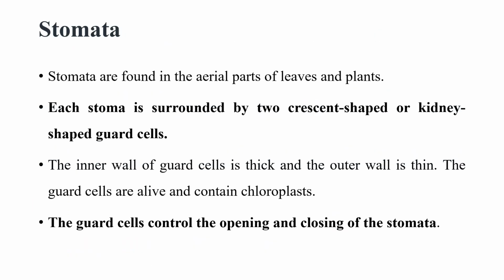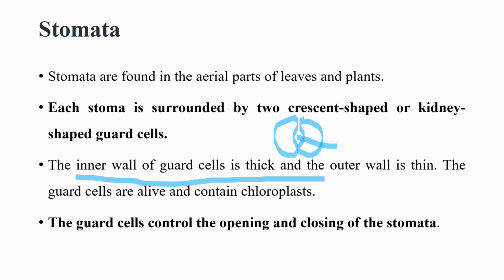Then what are stomata? Stomata are found in the aerial parts of the leaf and plants. Each stoma is surrounded by two crescent-shaped or kidney-shaped guard cells, like this. These two are known as guard cells and this opening is known as the stomatal opening. The inner wall of the guard cell is thick and the outer wall is thin. This is thick, the inner wall, and the outer wall is thin.